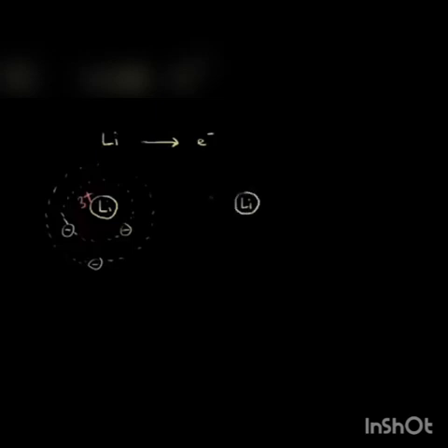So the nucleus still has a +3 charge, because it has 3 protons in it, and we still have our 2 inner shell electrons like that, but we took away that outer shell electron. So we took away this electron in magenta. Let me go ahead and label this. So we lost an electron. That's this electron right here.